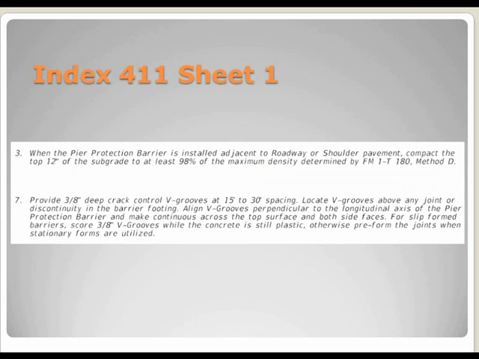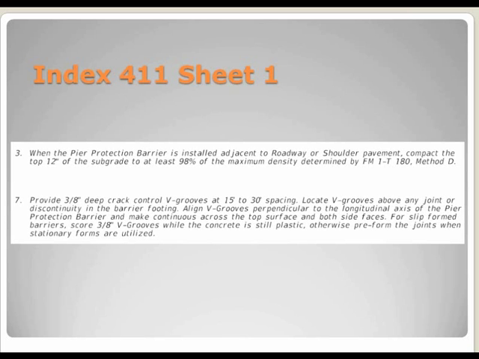Under Note 3, it says when the pier protection barrier is installed adjacent to roadway or shoulder pavement, compact the top 12 inches of the subgrade to at least 98% of the maximum density determined by FM 1-T180 Method D. This is the standard department's method and it's the same as the AASHTO designation, but they just weren't used to seeing it this way. So now we've provided the correct verbiage.